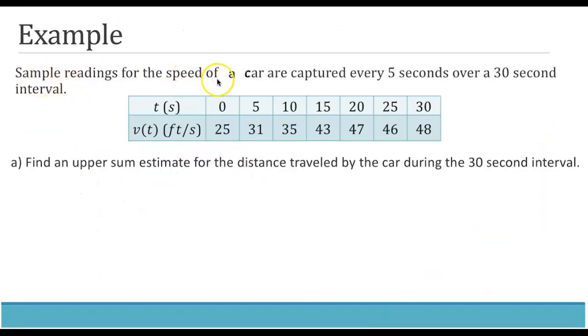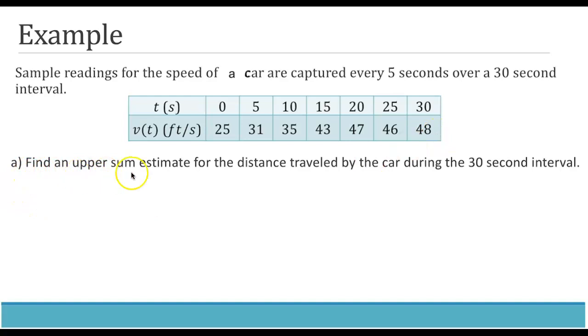Sample readings for the speed of a car are captured every 5 seconds over a 30-second interval. So here's a table of values. Time is in seconds every 5 seconds. We can see the speed in feet per second. So at 0 seconds, the car was going 25 feet per second. At 5 seconds, the car was going 31 feet per second, and so on.